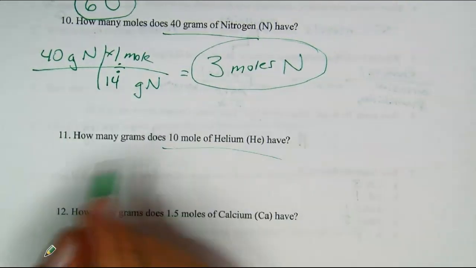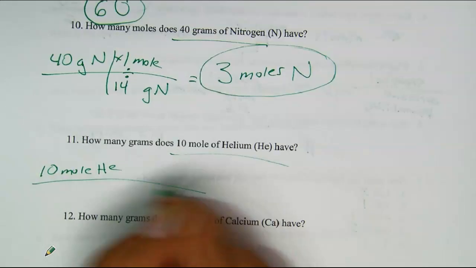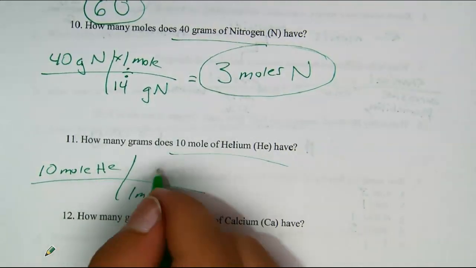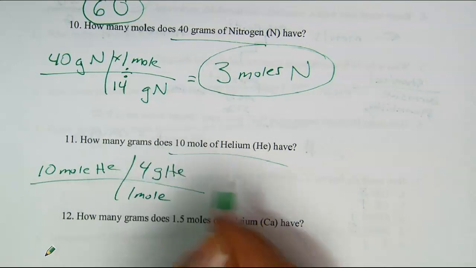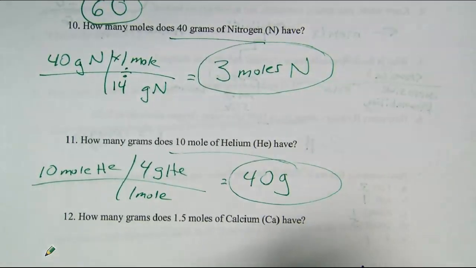Same thing, you're going to set up. You're given 10 moles of helium. Since I have moles on top, my 1 mole is going to go on the bottom, where my grams of helium is going to go on top. On the periodic table, my grams is 4. So your answer is 40 grams.